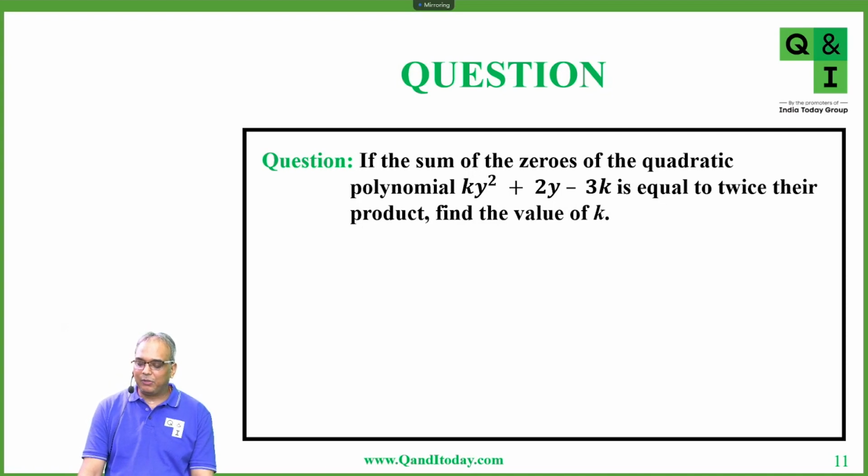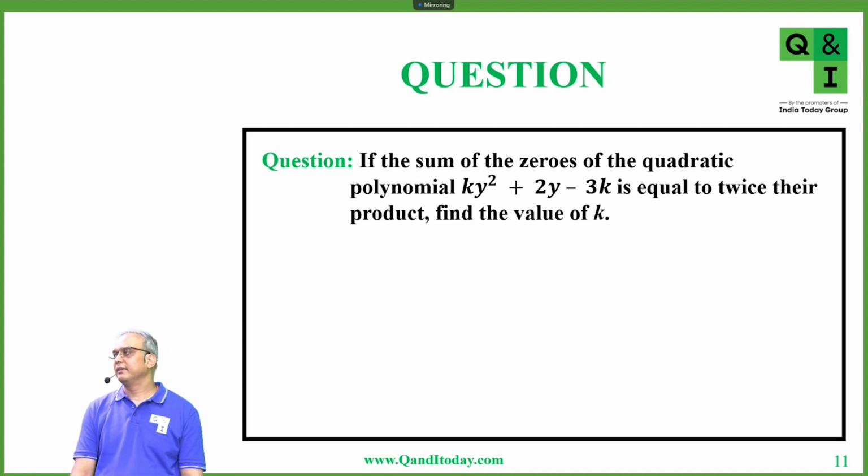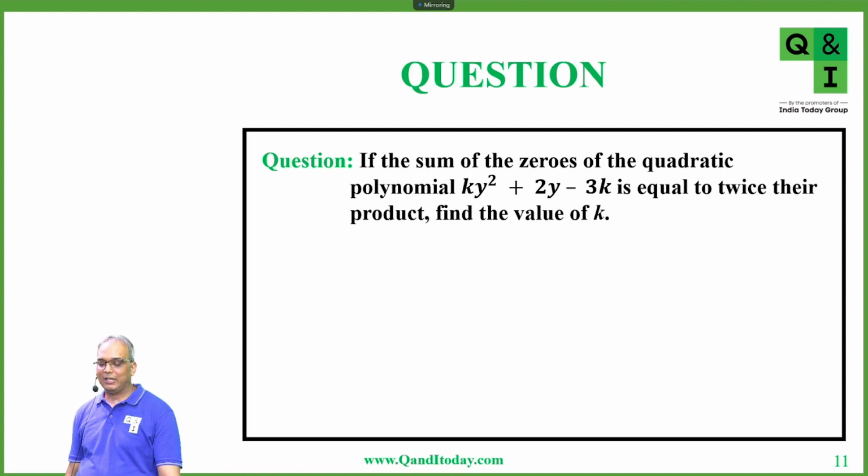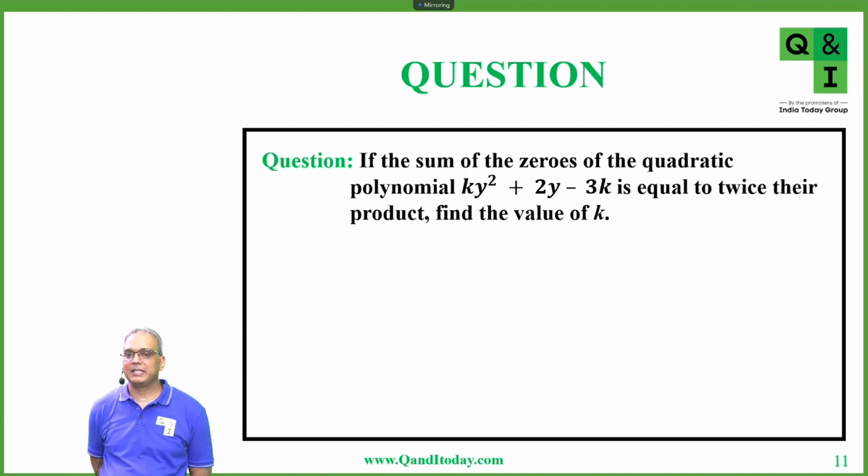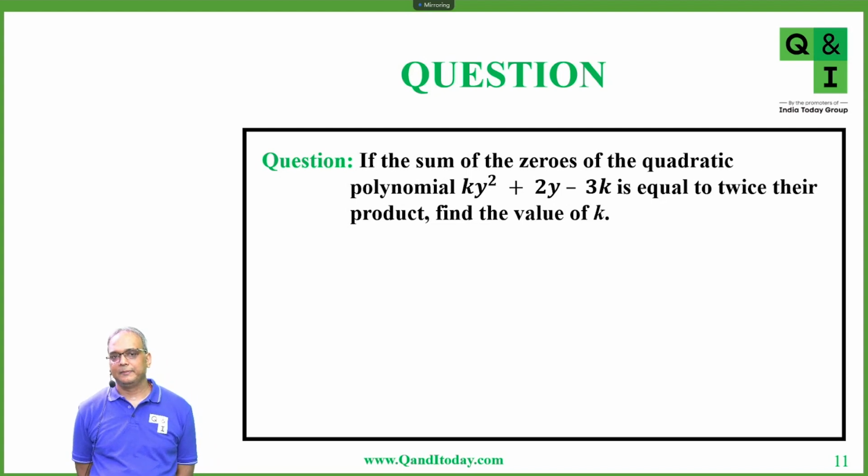Question is, if the sum of the zeros of the quadratic polynomial is equal to twice their product, find the value of k. So sum is equal to twice their product. Alpha plus beta is 2 times alpha beta. Using this relation, you have to find the value of k.